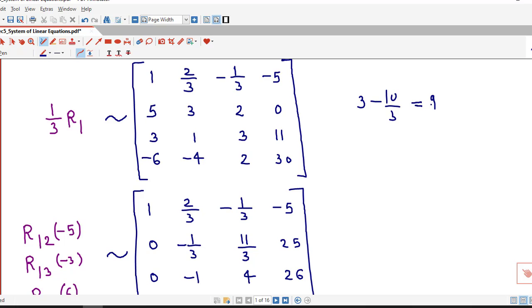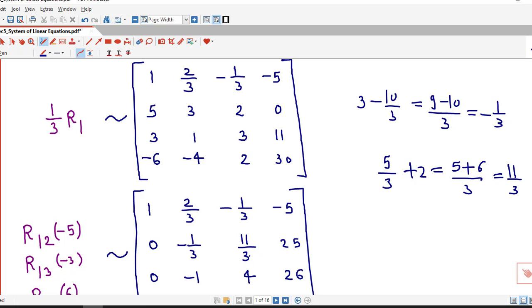So this is now 9 minus 10 over 3, which is 1/3... which we have written here. Then multiply -1/3 with -5. So we have 5/3 plus 2, which is (5 plus 6) divided by 3, so 11/3. And -5 into -5, which is 25.